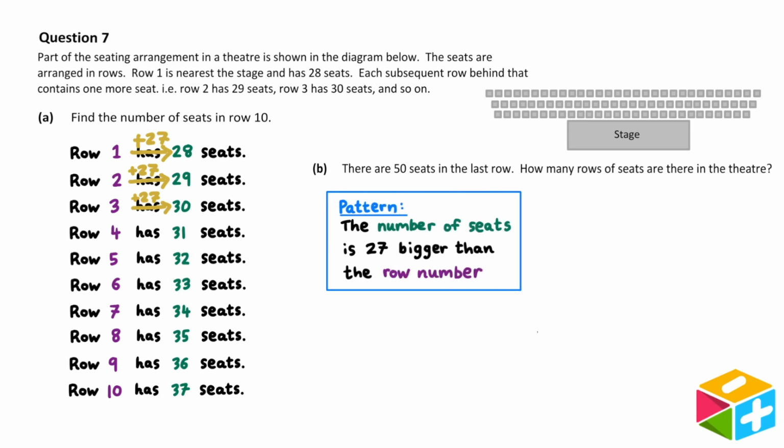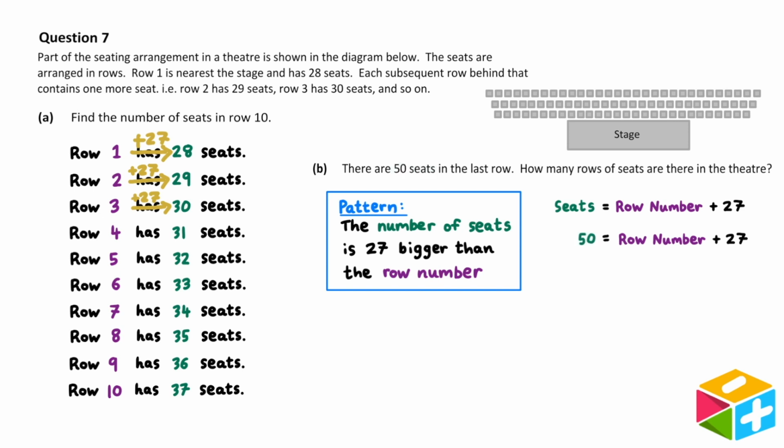So the pattern is that the number of seats is 27 bigger than the row number. We can write this in an equation by saying that seats is equal to row number plus 27. We are told that there's 50 seats in the last row, so we want to find the row number which leads to 50 seats. We can do this by replacing seats by 50 in our equation.